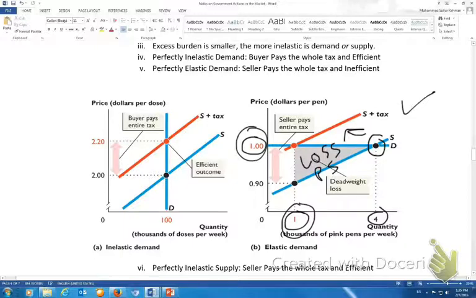But since the supply curve shifts to the left and our demand curve is horizontal, our supplier ends up paying the tax, which is the difference between the price that they received before and the price that they receive now. So in this case, our producer pays the whole tax and our market is inefficient. Okay.